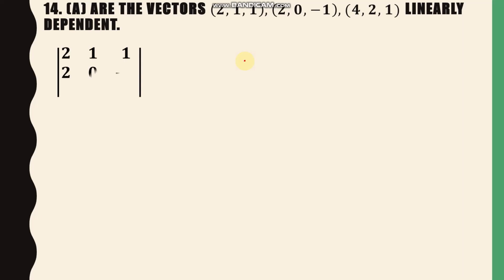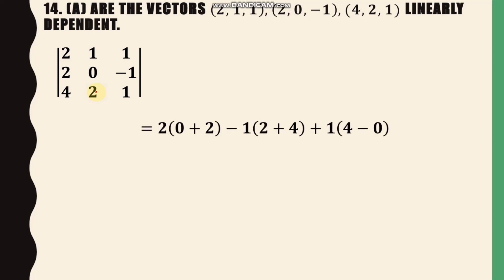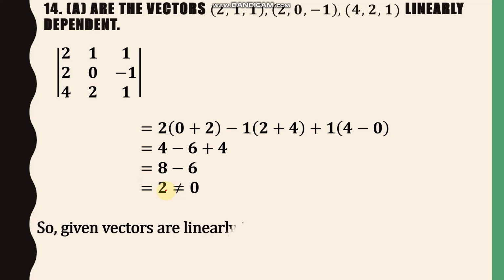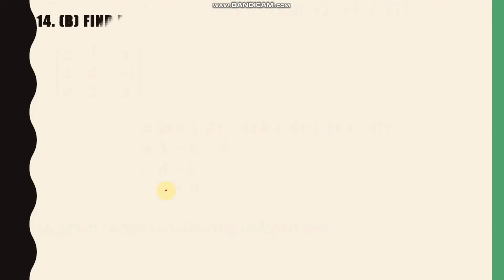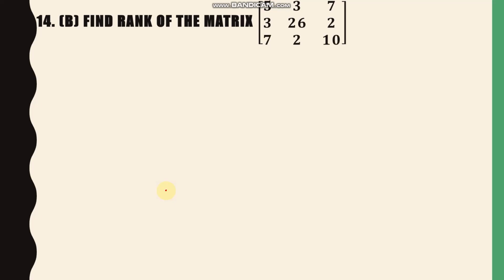Okay, so write this in the form of a matrix and find its determinant. So the determinant of this matrix, you can see it is coming out to be 2, which is non-zero. So hence these vectors are linearly independent. They are not linearly dependent. Okay, so this completes 14th A. Then 14th B question. Find the rank of the matrix 5, 3, 7, 3, 26, 2, 7, 2, 10.